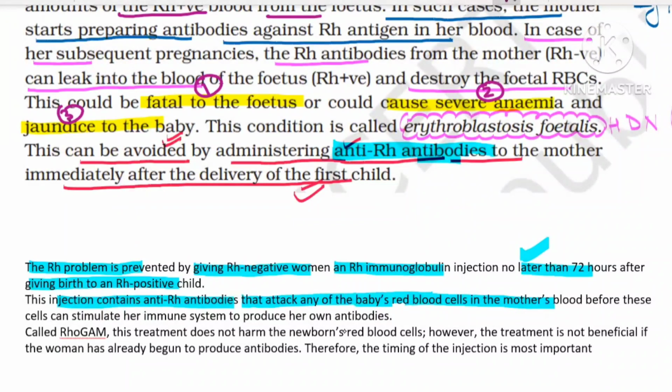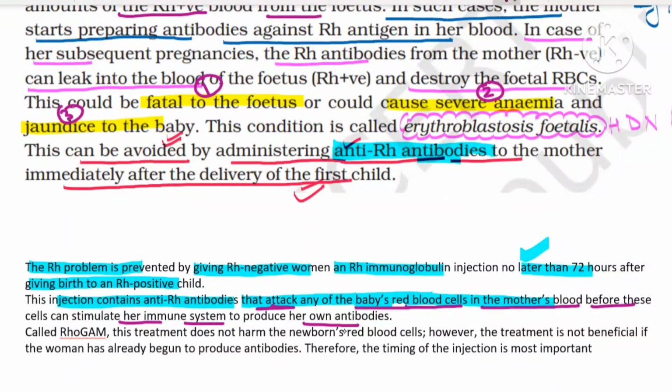Please focus on this line. They will attack the fetus's, meaning the baby's, RBCs which are present in the mother's blood, before the mother's blood can identify them as foreign and her immune system makes antibodies. Means we are not allowing the mother's immune cells to make antibodies. Before the mother's immune cells can make antibodies, we are giving antibodies. Clear? So that she should not prepare any antibodies.